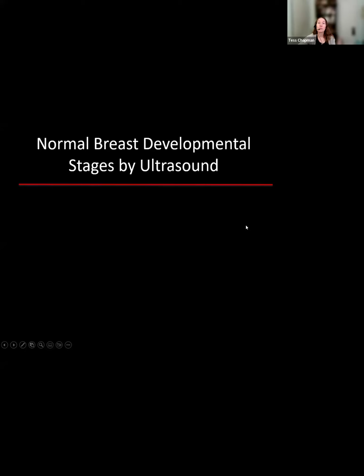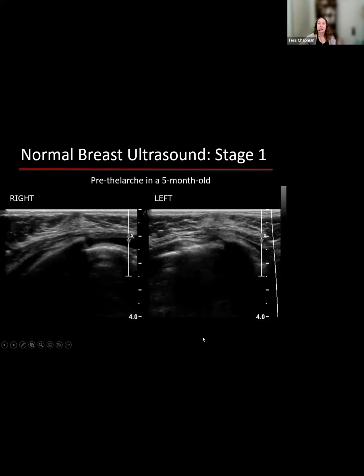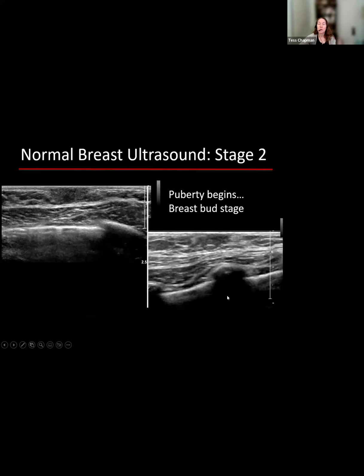Okay, so let's talk about normal breast development then, and ultrasound stages. These more or less match with Tanner stages of development, but this is specifically ultrasound. In the beginning, in babies, all we have is a little bit of echogenic subareolar tissue. This is pre-thelarchy, and this is normal. This is what an infant's breast tissue looks like. Once puberty begins, we start at stage 2. This is the breast bud stage. You can see here, just deep to the nipple, we have on each side an oval, partially circumscribed, hypoechoic solid nodule. This is normal. This is nothing to worry about.